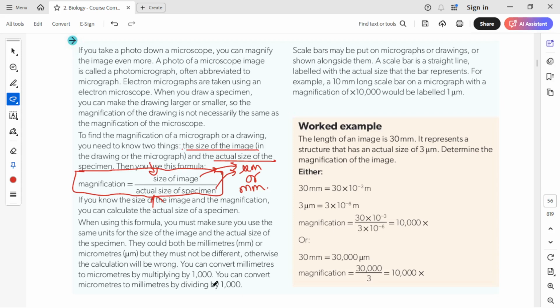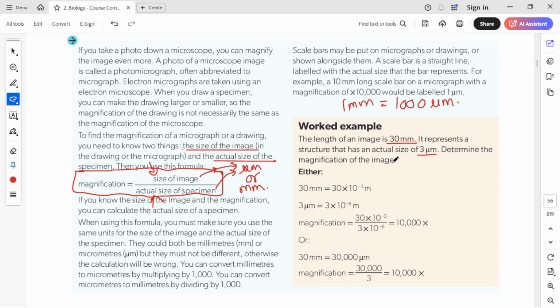Now here you can convert millimeters, and this is very easy. How do you convert millimeters into micrometers? So basically 1 millimeter is equal to 1000 micrometers. So if one structure is given in micrometers and one is in millimeters, then you can convert millimeters by multiplying by 1000 into micrometers, and then you can do your calculation. So an example is given here. The length of an image is 30 millimeters. It represents a structure that has an actual size of 3 micrometers. Determine the magnification of the image.